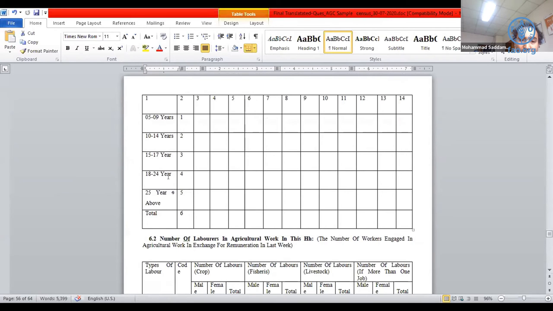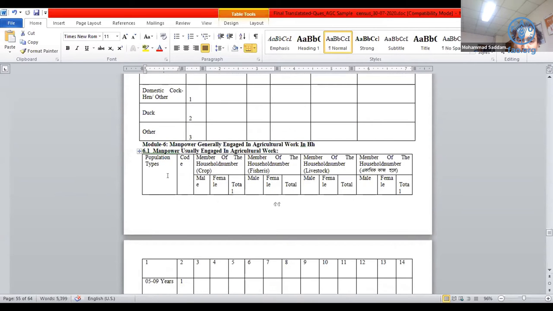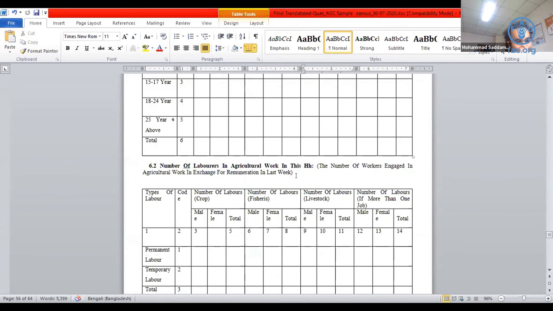The manpower engaged in agriculture work, we segregated the data into male and female also. Then some are involved in cropping, some in fisheries, some in livestock, and some are engaged in both or two or more. So we also collected those data. And 6.2, the number of laborers in agriculture work in the household: permanent, temporary, total.